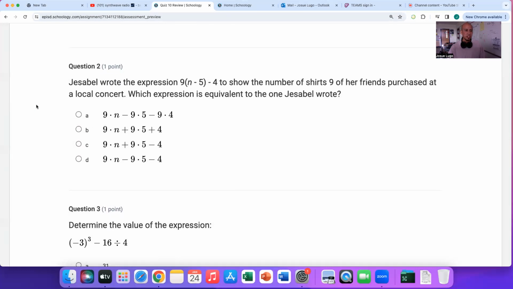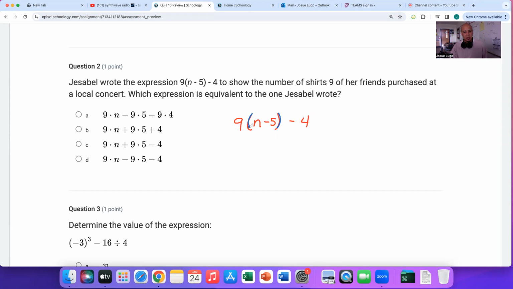Ladies and gentlemen, on number 2, we are given the following expression: 9 parentheses n minus 5 close parentheses minus 4. And we want to know which of these 4 is the same as that expression. Well, remember that we read this from left to right. So literally this means that we're going to do 9 times all of this n minus 5. And then whatever I get minus 4.